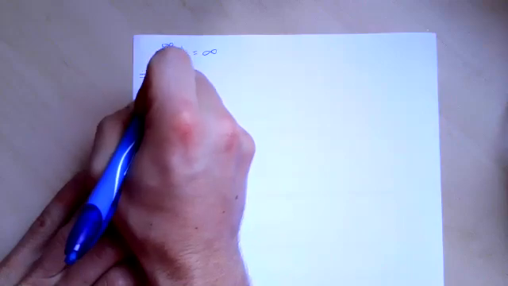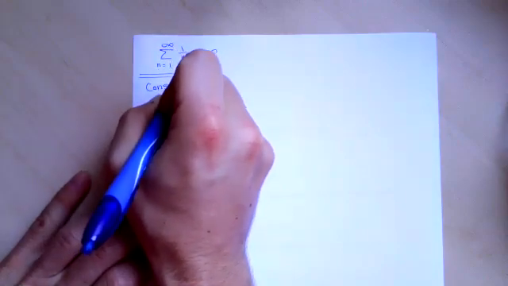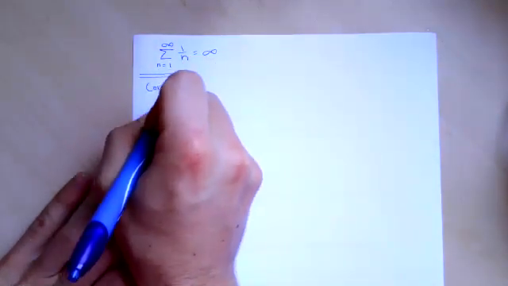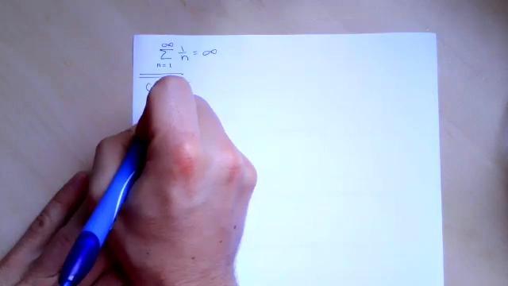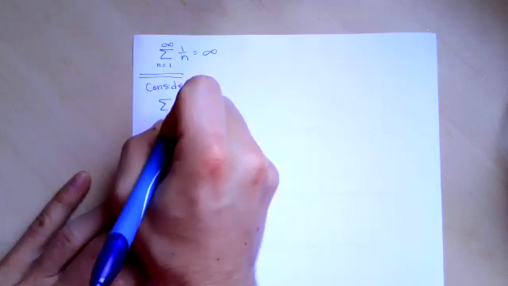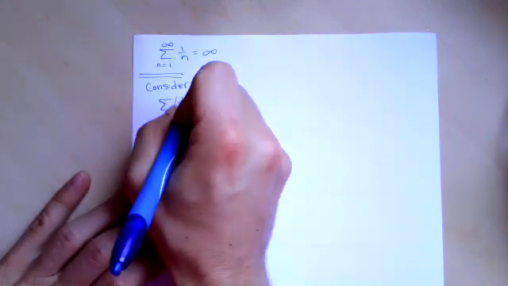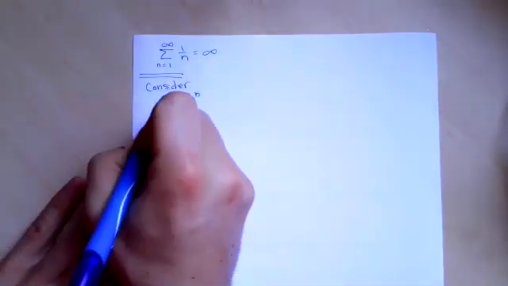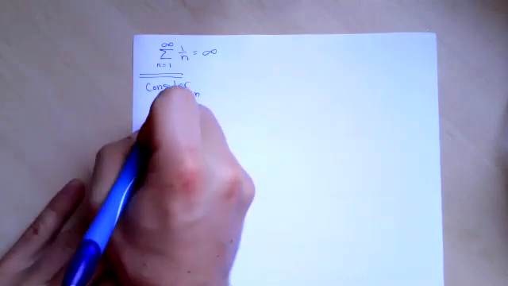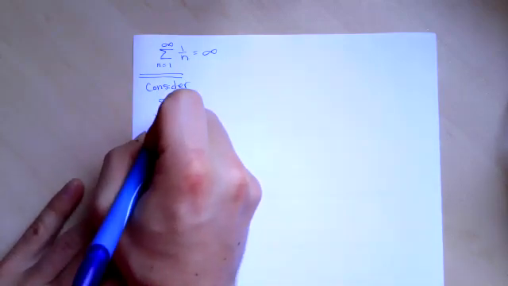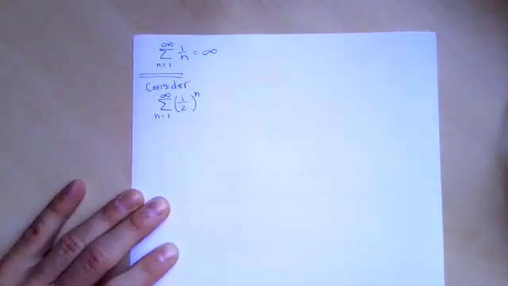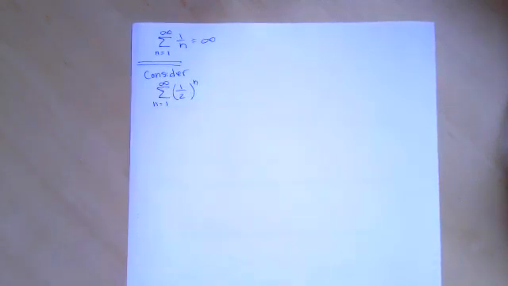Okay, let's consider another one. Let's write the sum of 1 over 2 to the n, or you can think of it as 1/2 to the n. Of course, 1 to the n is always going to give me 1. n equals 1 to infinity.